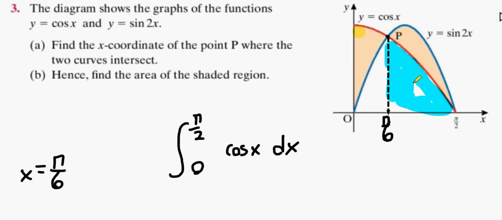Which function? And instead of 0 we're using pi over 6. That gets me the blue region. Okay? Everybody cool with the blue region? Now, blue region done. What would get me this region here?